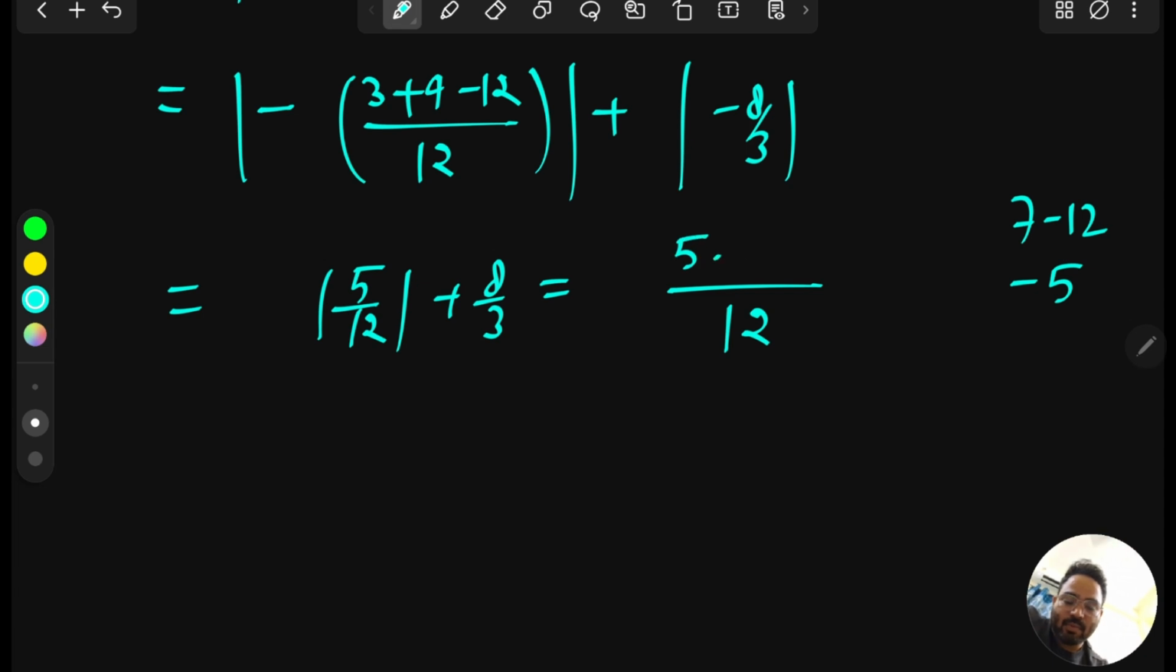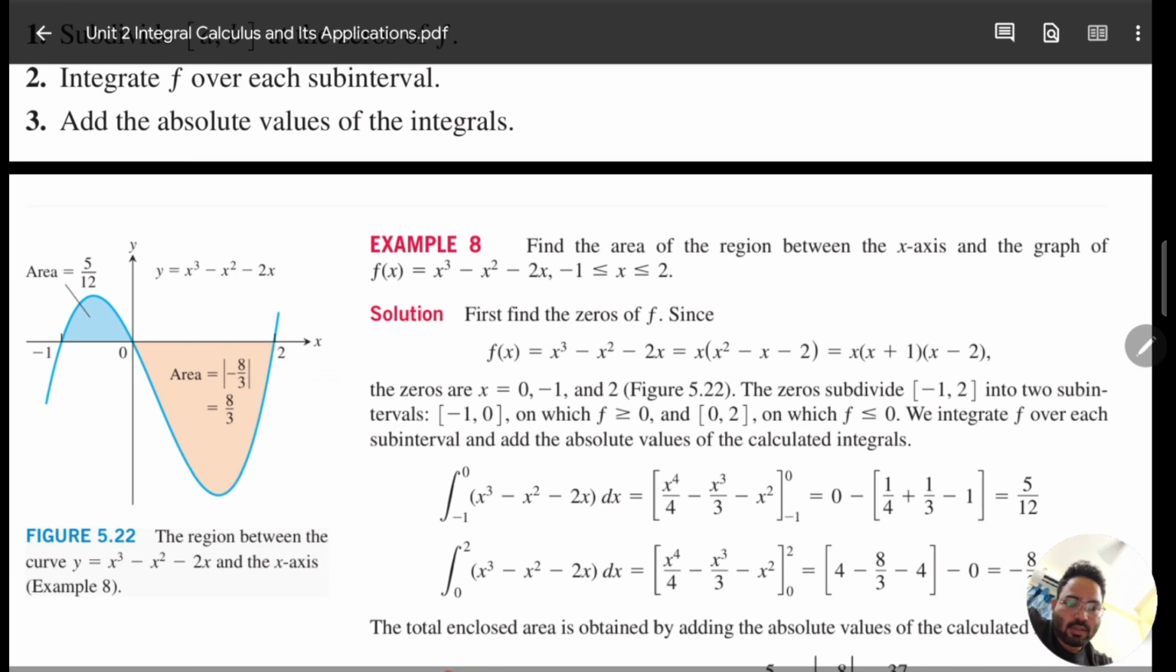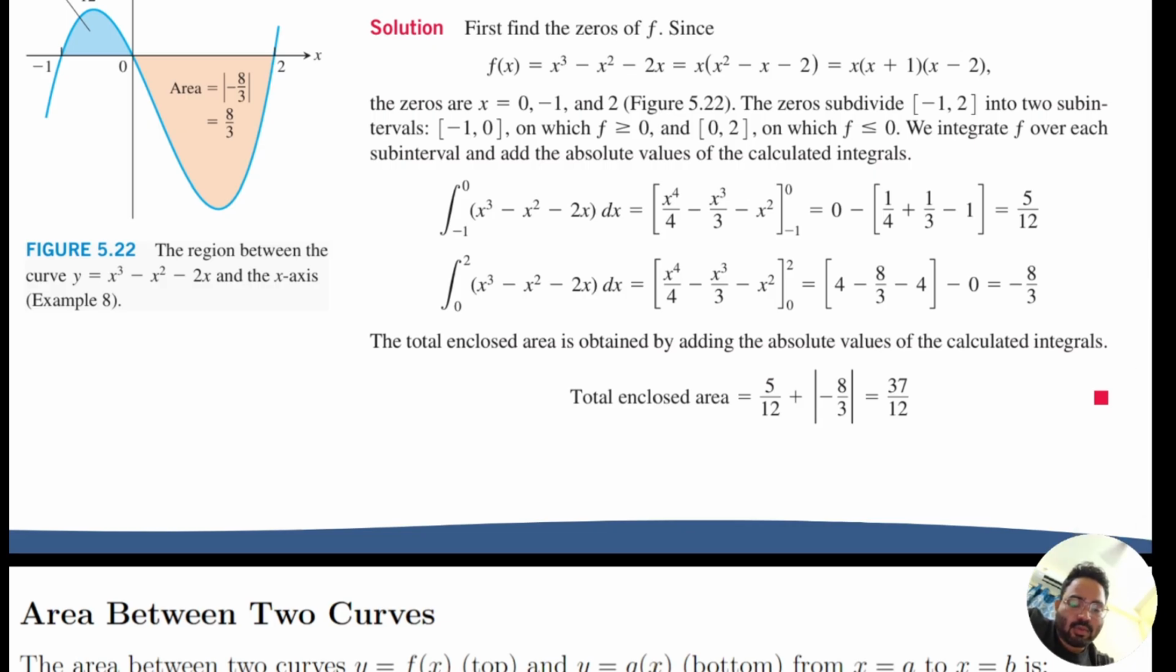So this will give you 5 plus 4 multiplied by 8. So this will give you what? 8 fours are 32, upon 12. So this will give you 37 by 12. So this is the answer of this question. Let's see if this is correct. Yeah, this is correct, 37 by 12.